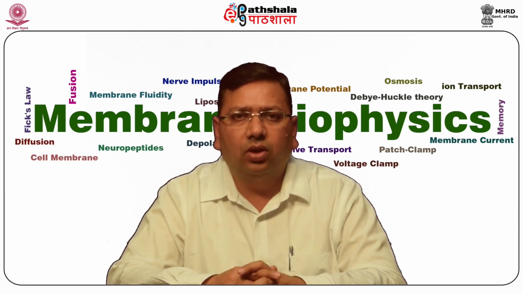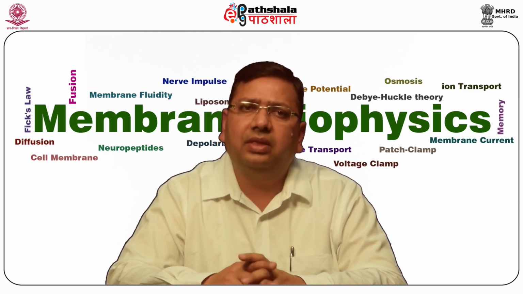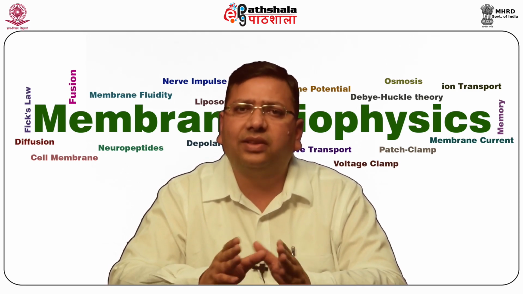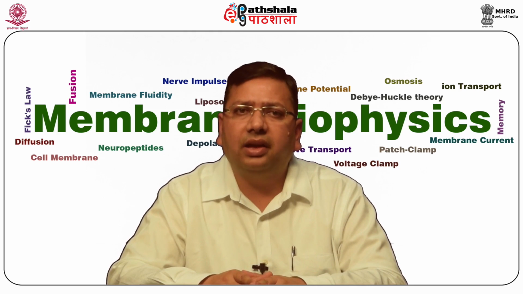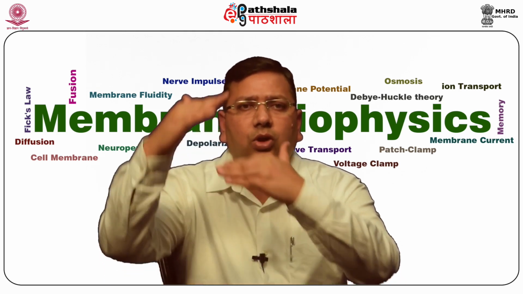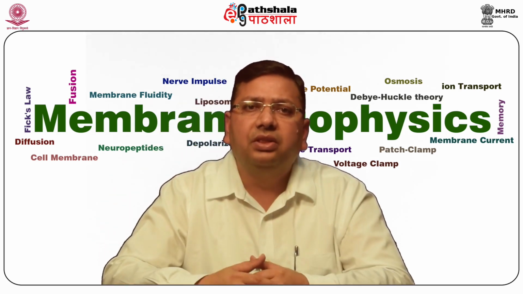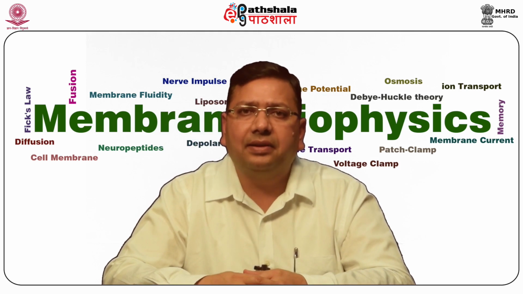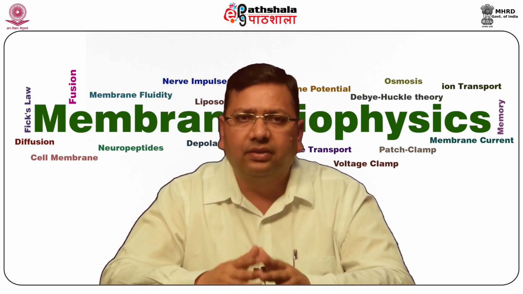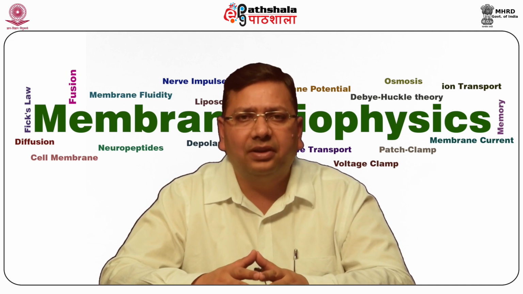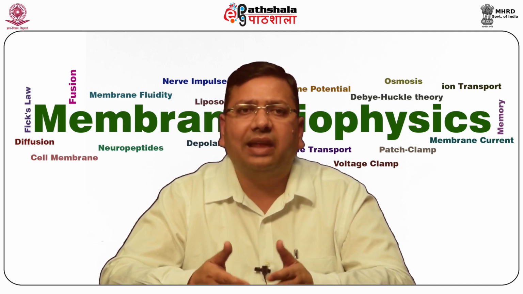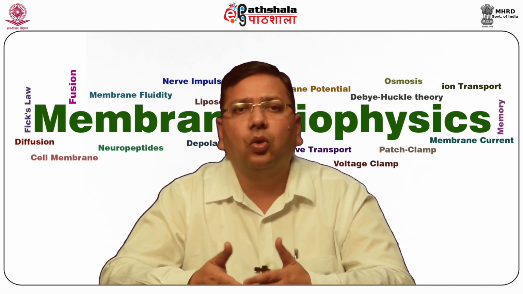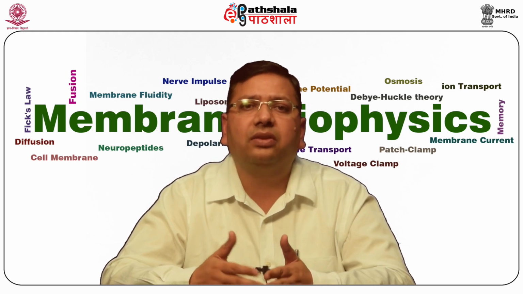Gorter and Grendel were the first to propose that the lipids of the cell membrane are organized in a bimolecular lipid sheet. They experimentally calculated the surface area of lipids isolated from red blood cells from various animals like sheep, rabbit, goat, and even humans in acetone.